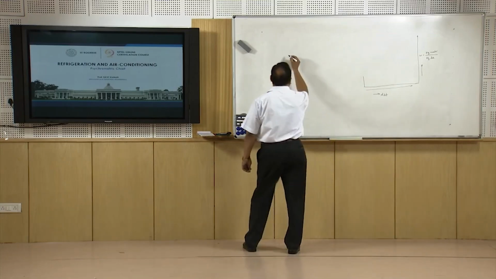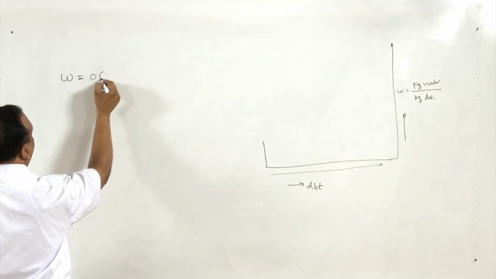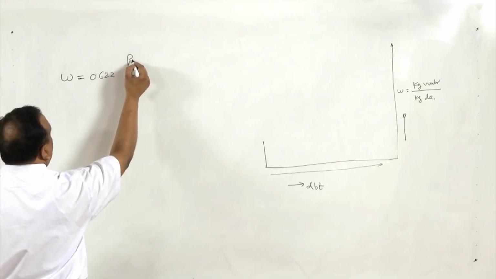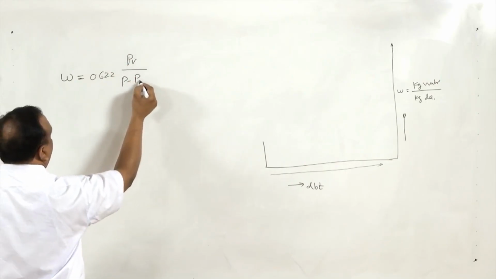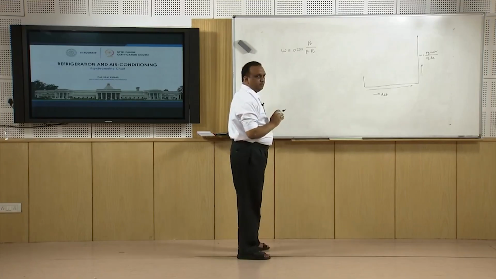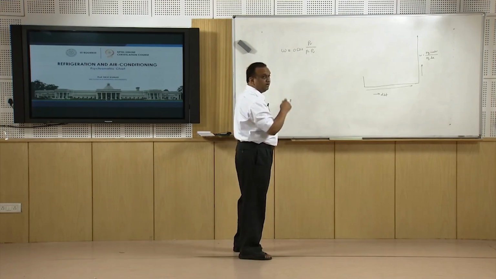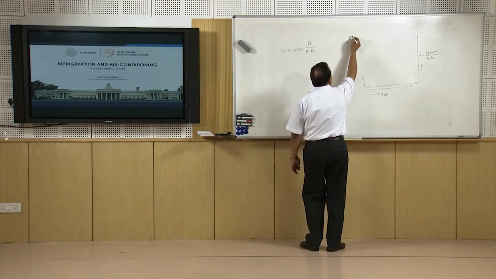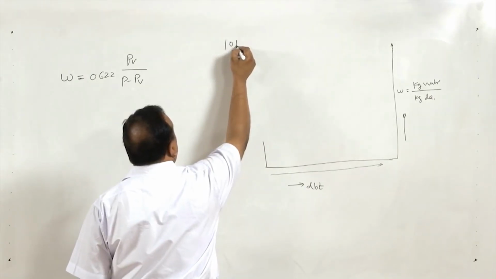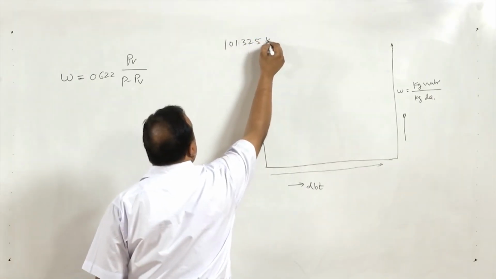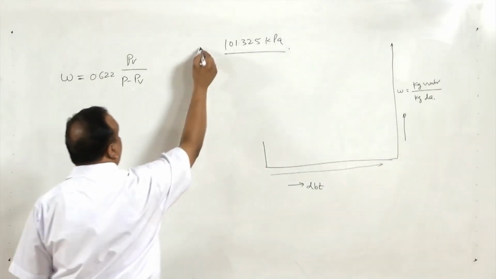Now, as you know, the specific humidity of any wet air is 0.622 times the partial pressure of vapor divided by the total pressure minus the partial pressure of vapor. Total pressure we can take from a barometer, but in the psychrometric chart total pressure is taken as the pressure at mean sea level, that is 101.325 kilopascal, that is fixed, that is P.